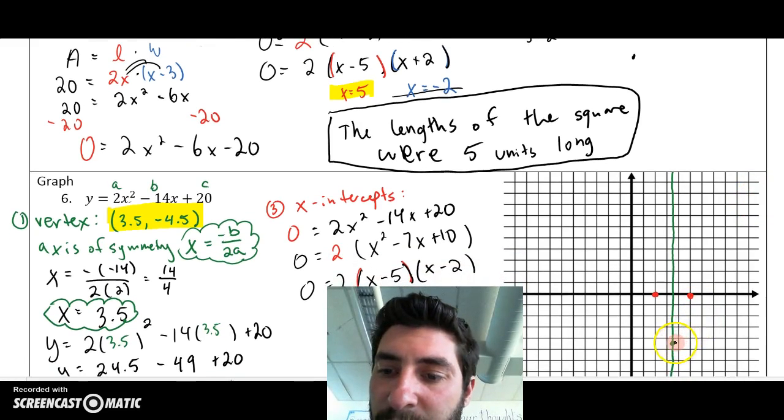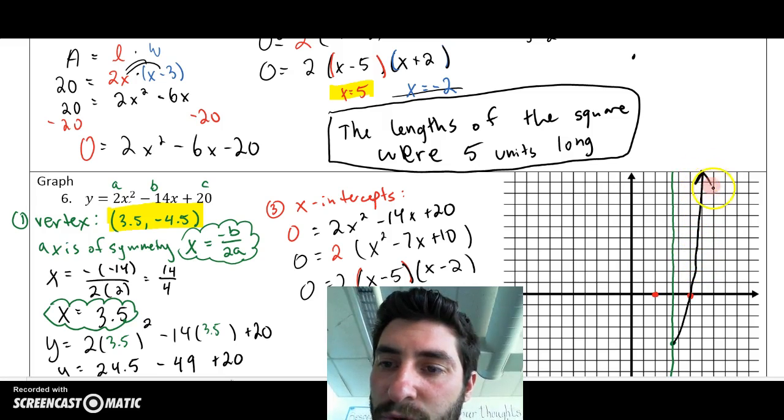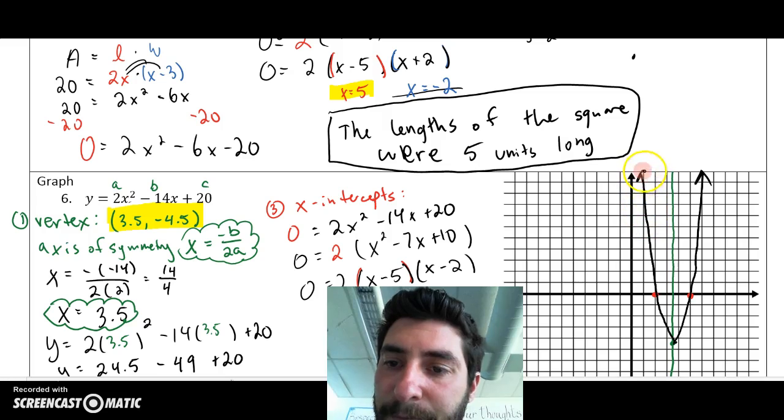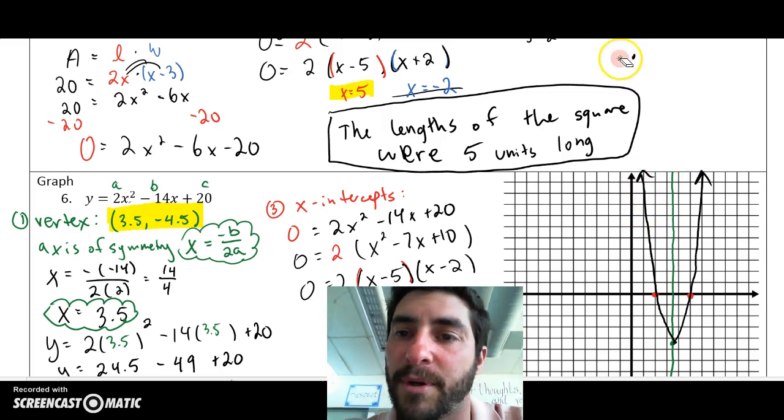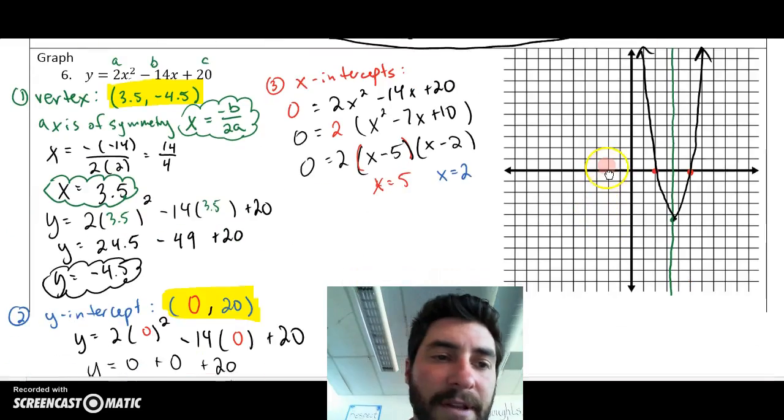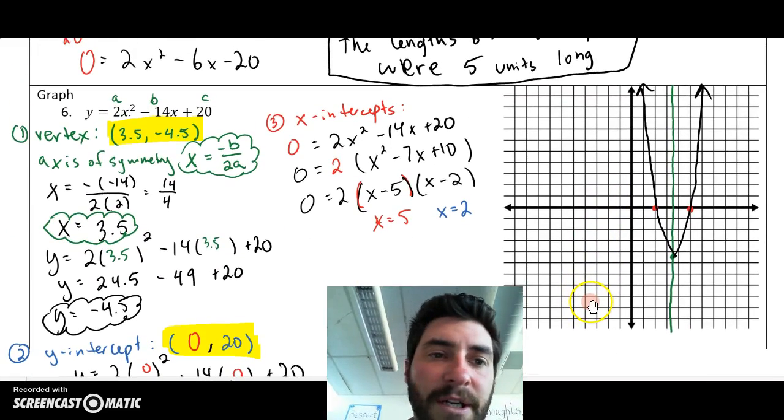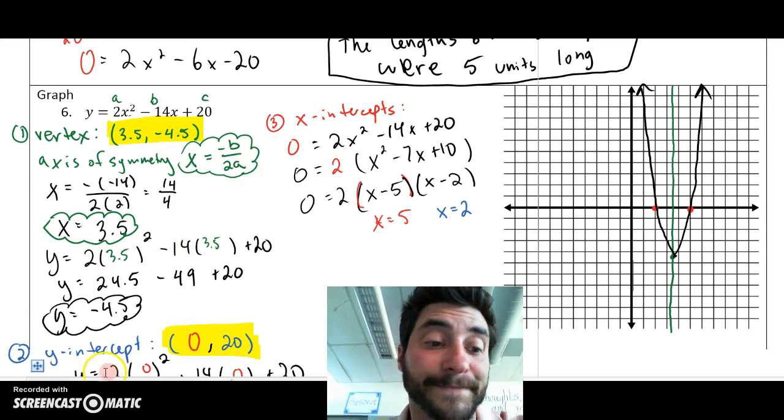So here is my graph of this quadratic. Something like that. Bada bing, bada boom. There you have it, the graph of that function, 2x squared minus 14x plus 20.